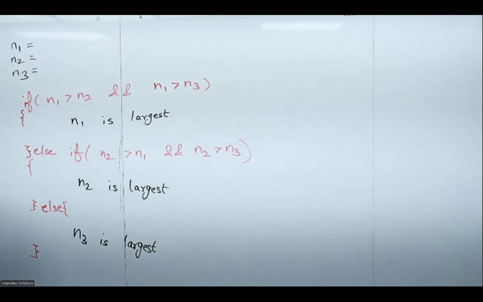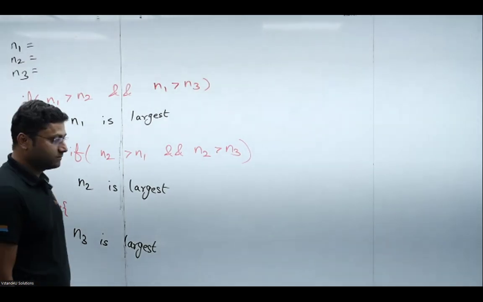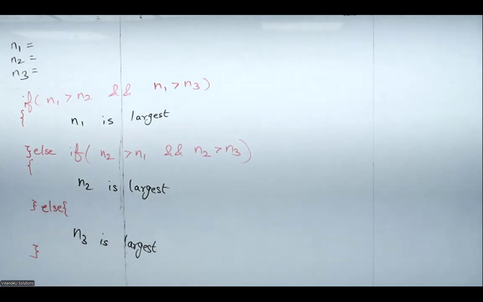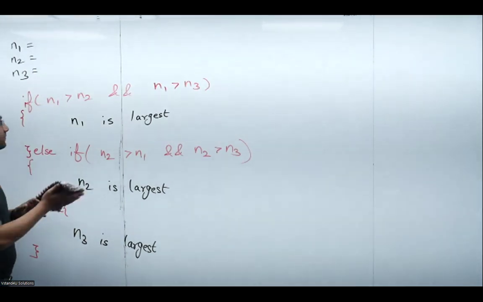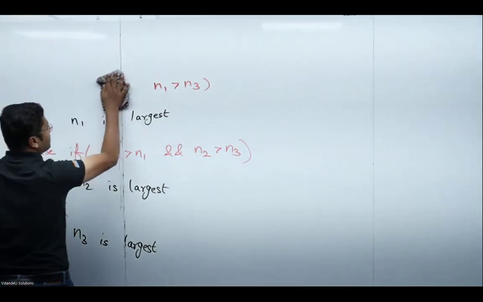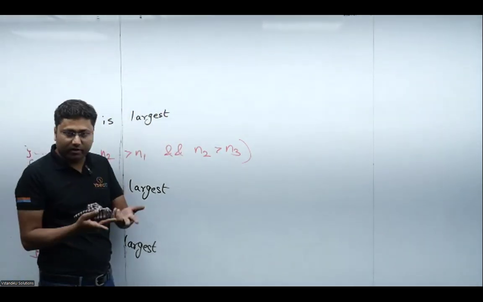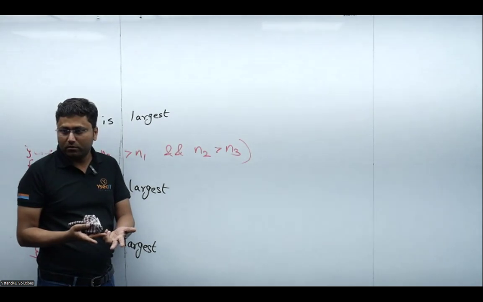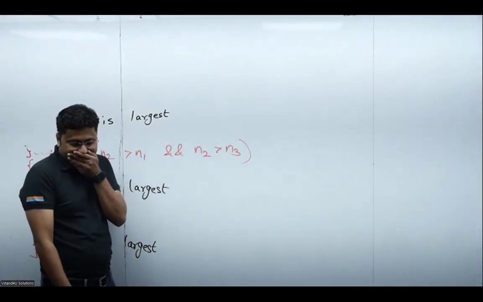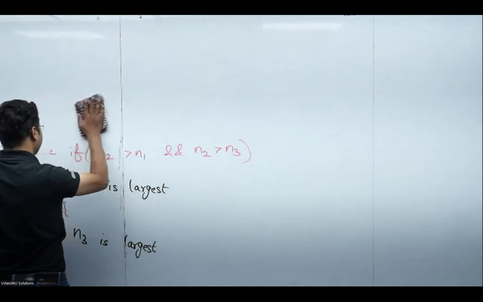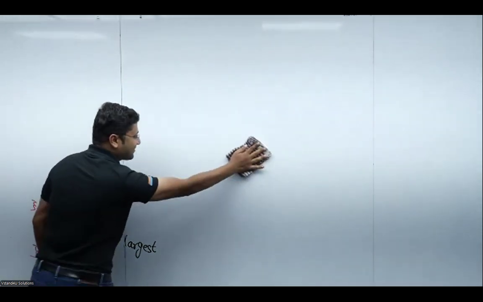Next program. Program number 9. I have two numbers with two variables only. If you are simply laughing, all these things will happen.